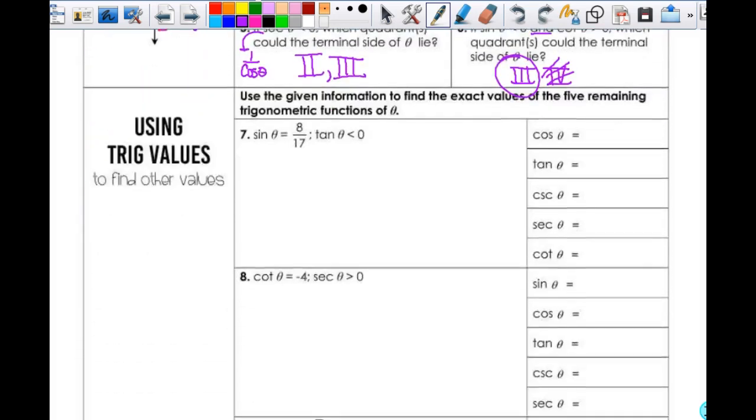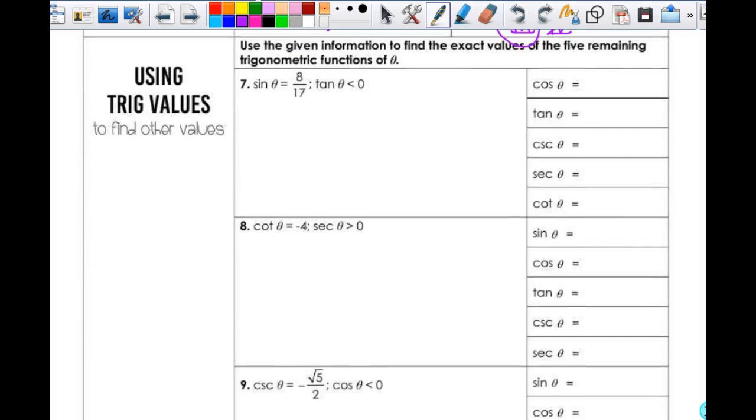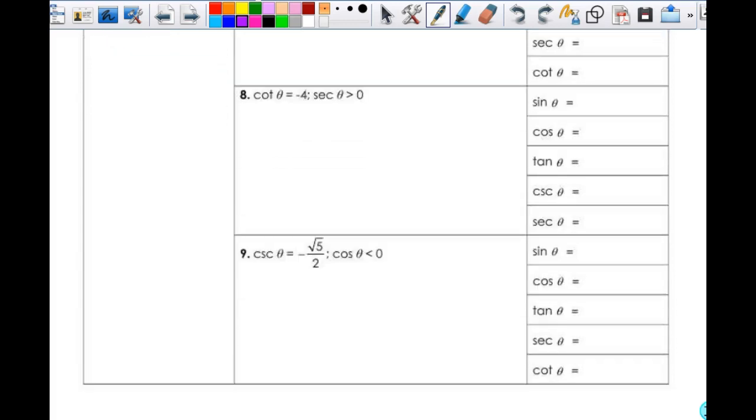All right, next section. Use the given information to find the exact values of the 5 remaining trigonometric functions. Okay, so we're going to start with number 8. So we have cotangent of theta. Cotangent of theta is -4, which means that tangent theta is -1/4 because that's the reciprocal of it. So it's fine to think in terms of sine, cosine, and tangent so that you can wrap your mind around what's really happening with these. And secant theta is greater than 0, which means basically that cosine theta is greater than 0.